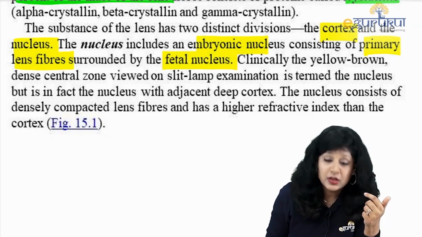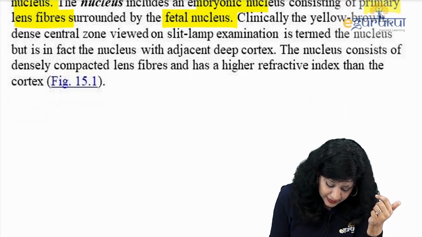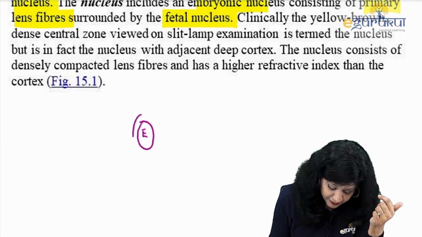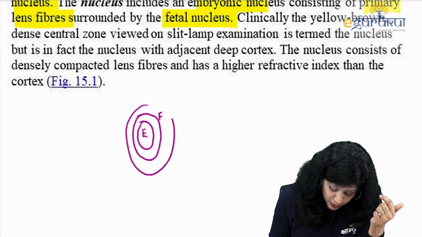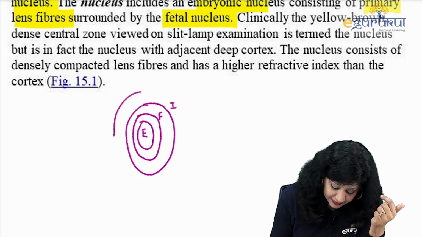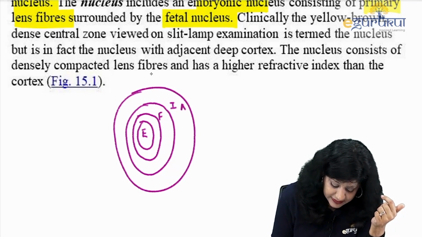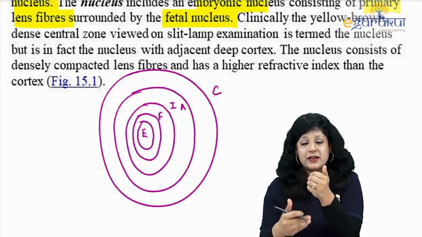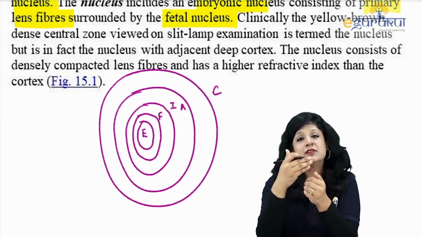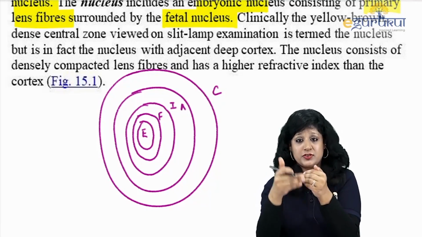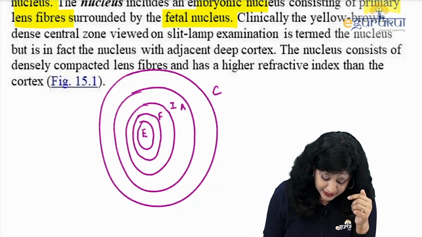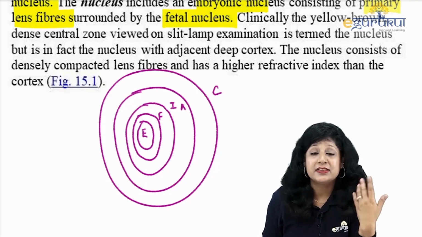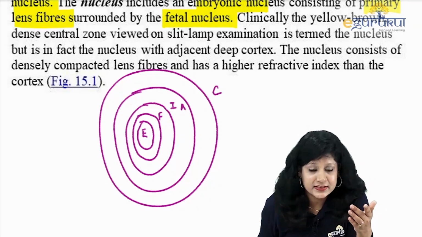So if you go by the layers, first I have the embryonic nucleus, then the fetal nucleus, then the infantile nucleus, then the adult nucleus, and then the cortex. I always say it is an onion-like arrangement because it consists of concentric layers. So the innermost is embryonic, then fetal, then infantile, and then adult.